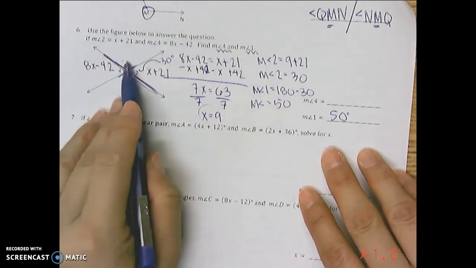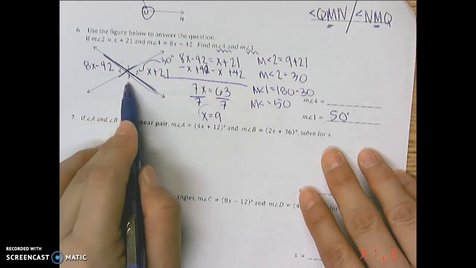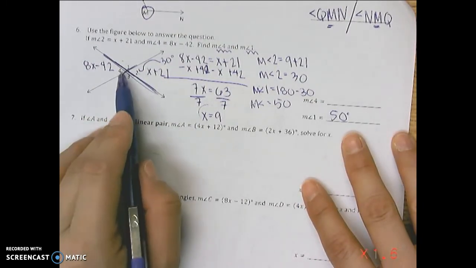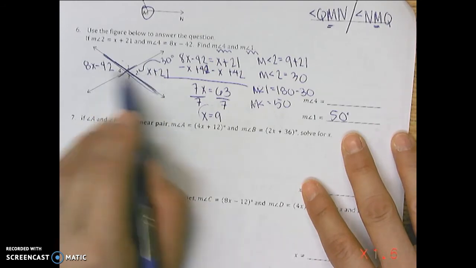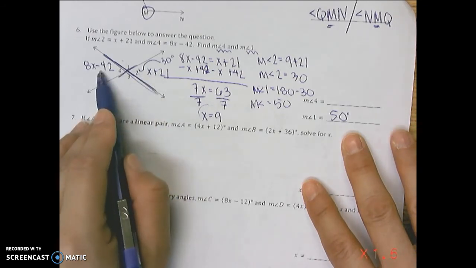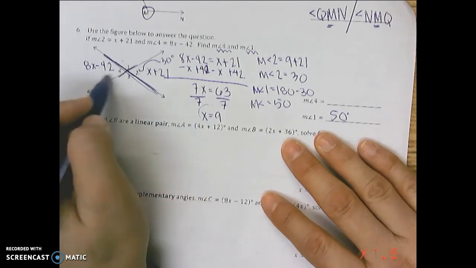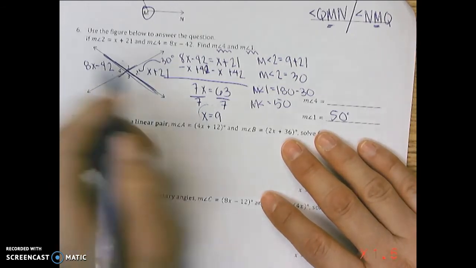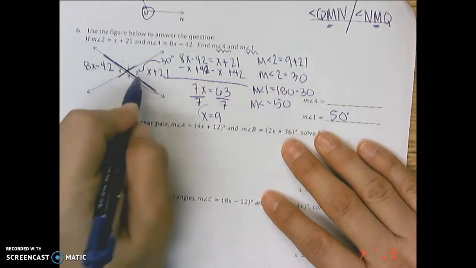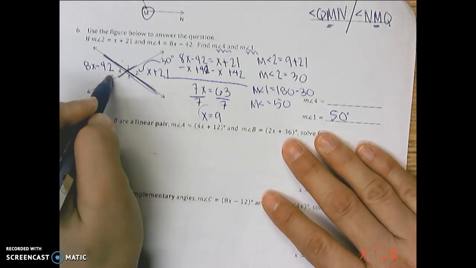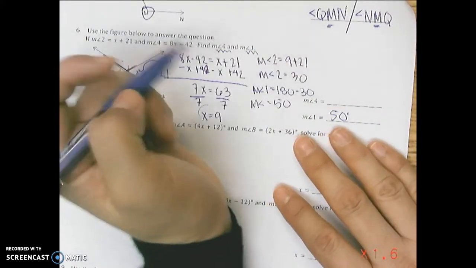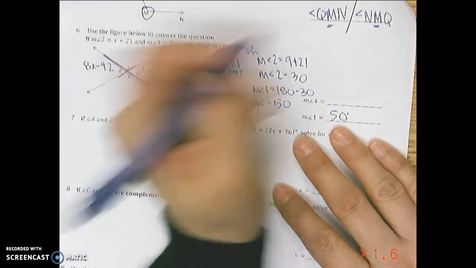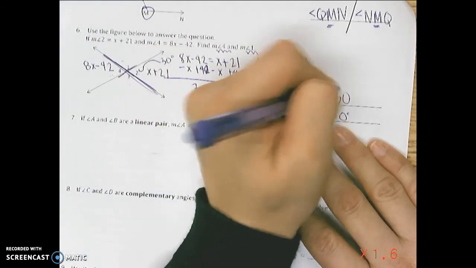And if I look closely, I'll notice that 1 and 3 are also vertical. Oh, sorry, measure of angle 4 was the next one. I'll go ahead and plug it in, and I will know, because the measure of angle 2 and the measure of angle 4 were vertical, that the measure of angle 4 is also 30 degrees.